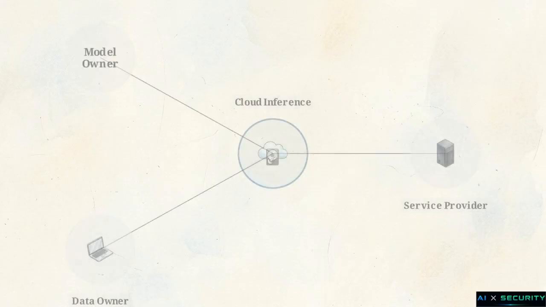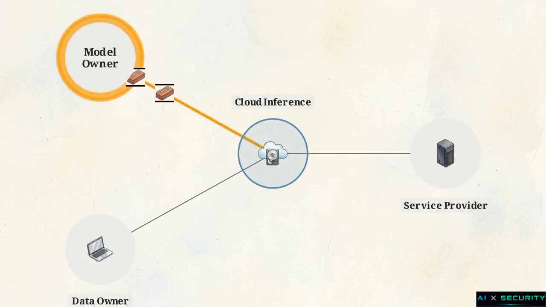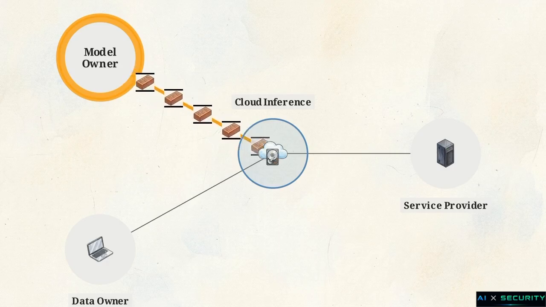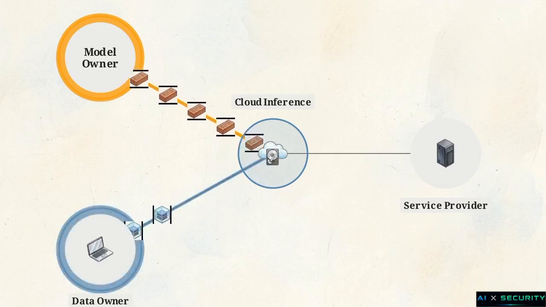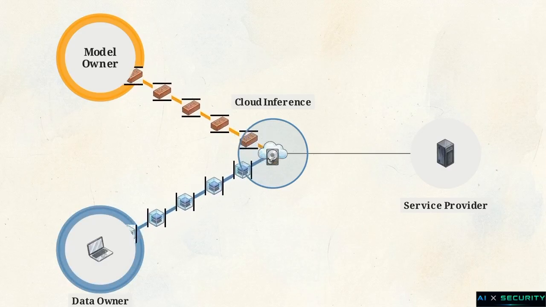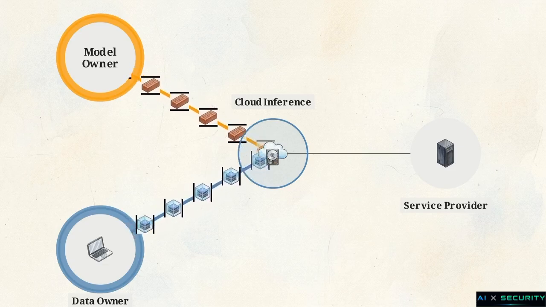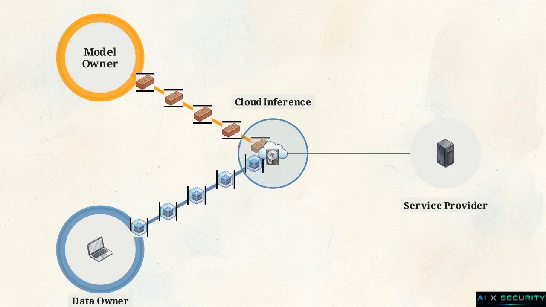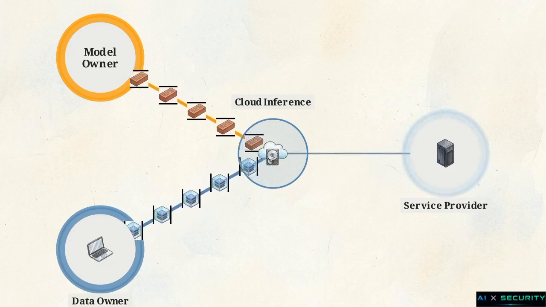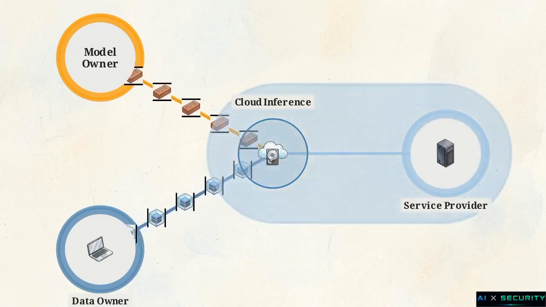This creates a complex dynamic between three distinct parties. We have the model owner, the data owner, and the service provider. The model owner spent millions training their AI. They need to protect their proprietary architecture and weights from theft. The data owner submits highly sensitive inputs, like proprietary corporate data. They need absolute assurance their data cannot be logged.